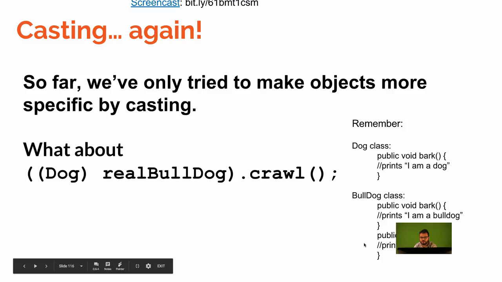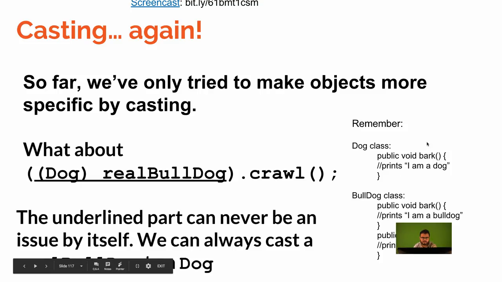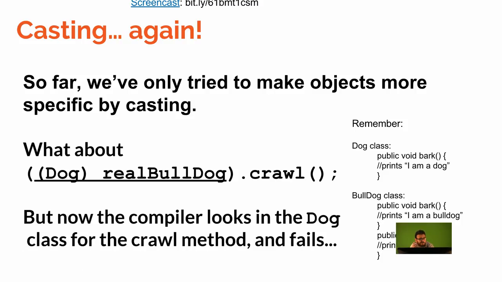Remember, again, the dog class has a bark method, it prints I am a dog. The bulldog class has a bark method, it prints I am a bulldog. And the bulldog class has a crawl method that prints I can crawl. So the underlying part can never be an issue by itself. Because, what's going on here? We're never lying, right? If we cast up, we are never lying, because a real bulldog, of course, is a dog. So that's fine.